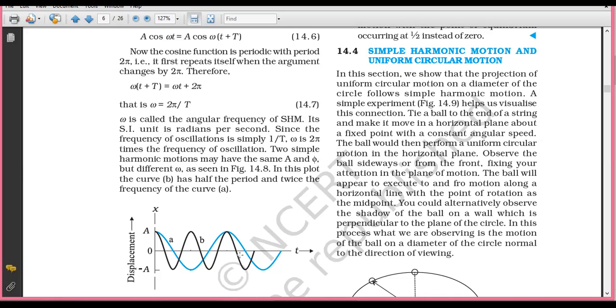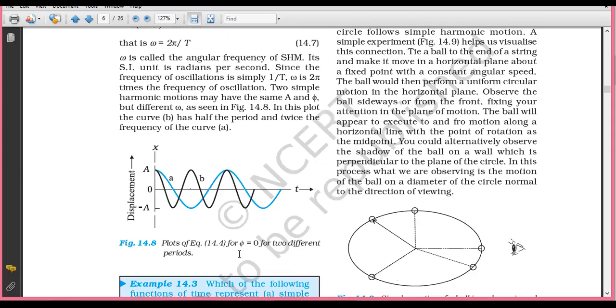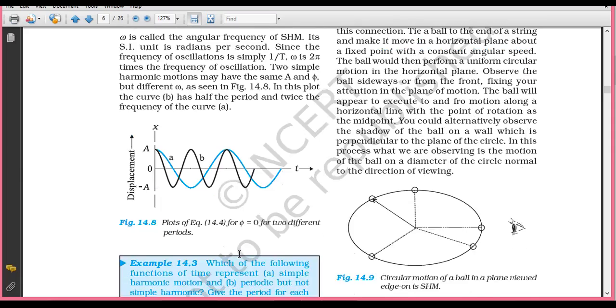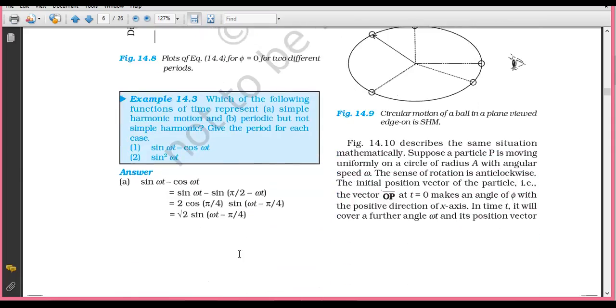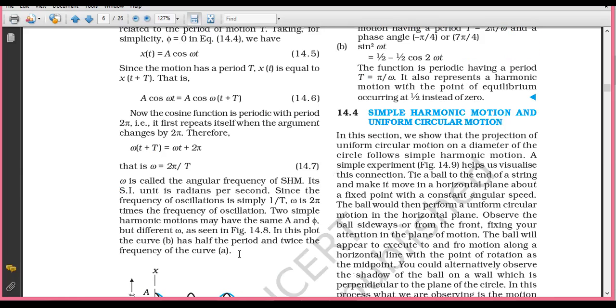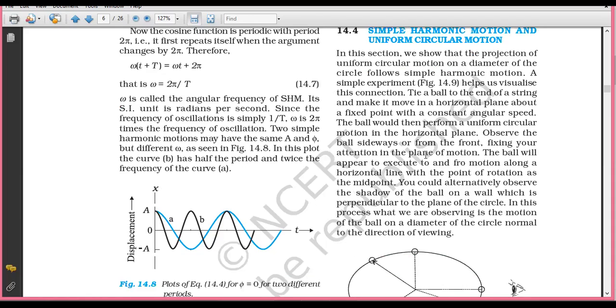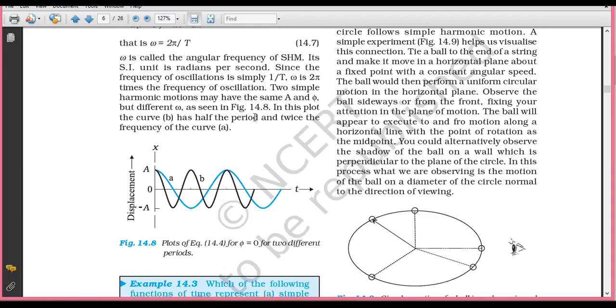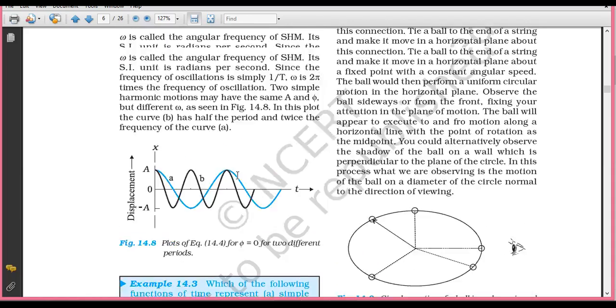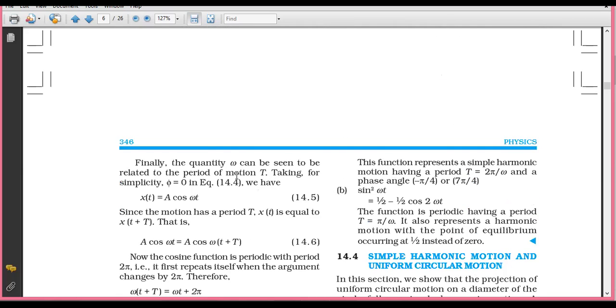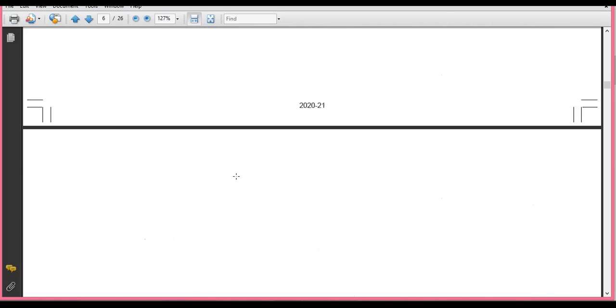In this plot, the curve B has half the period and twice the frequency of curve A. So they're trying to discuss different cases. We talked about this one, uniform circular motion versus simple harmonic motion, right? These things, I don't think we discussed it, but I don't know how they can ask these kinds of questions. We'll come back and I'll take a look at it.